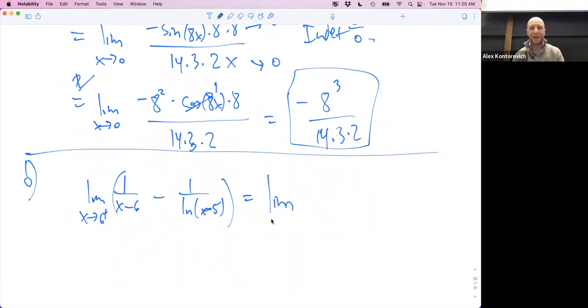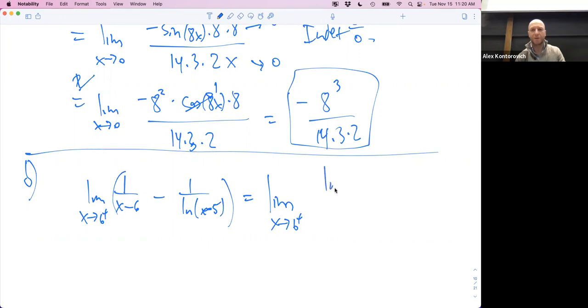Limit as x goes to 6 from above. Why from above? Because this has a different behavior above or below. This is going to plus infinity from above, but minus infinity from below. Okay, so let's make sure we remember that it's from above.